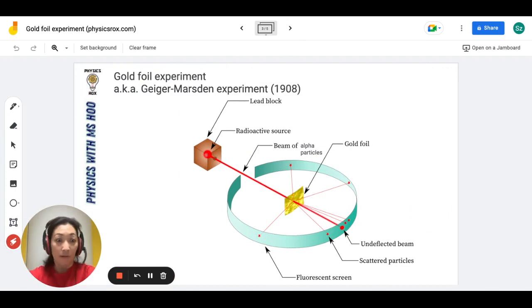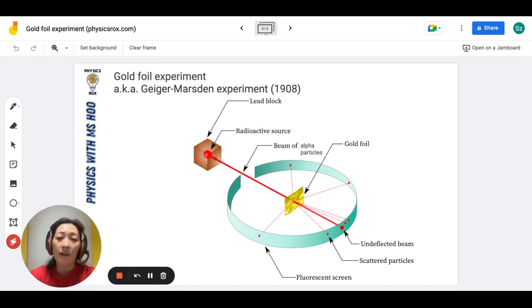Let's look at what's going on in the gold foil experiment. On the left here, we have the lead block with a radioactive source inside. If you haven't learned about radioactivity, you can still understand the gold foil experiment, but generally it's like this. Radioactive sources release radiation in all directions, but in order to control the direction of the radiation, we encase it inside a lead block. As you can see, there's a small hole here to direct the radiation to move only in one particular direction. This radiation is made up of alpha particles.